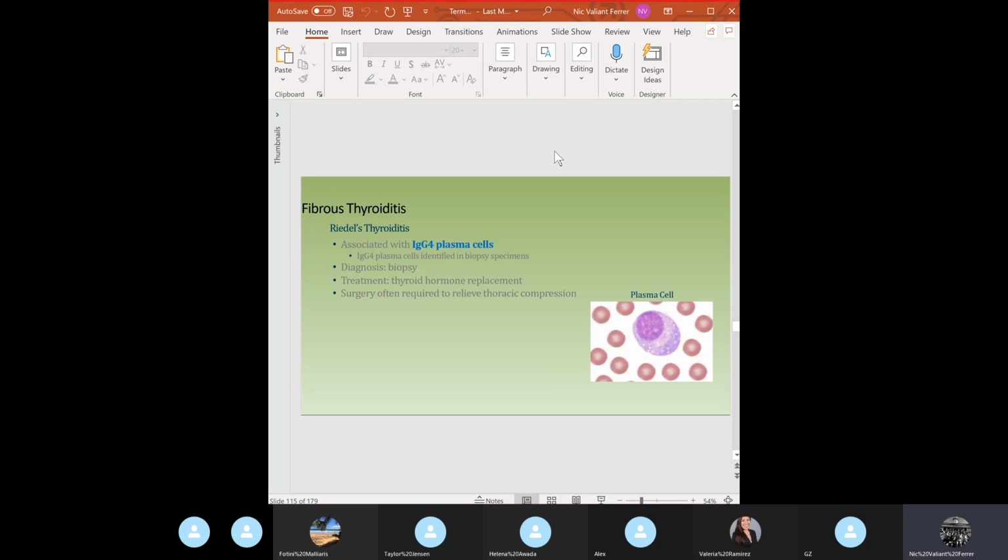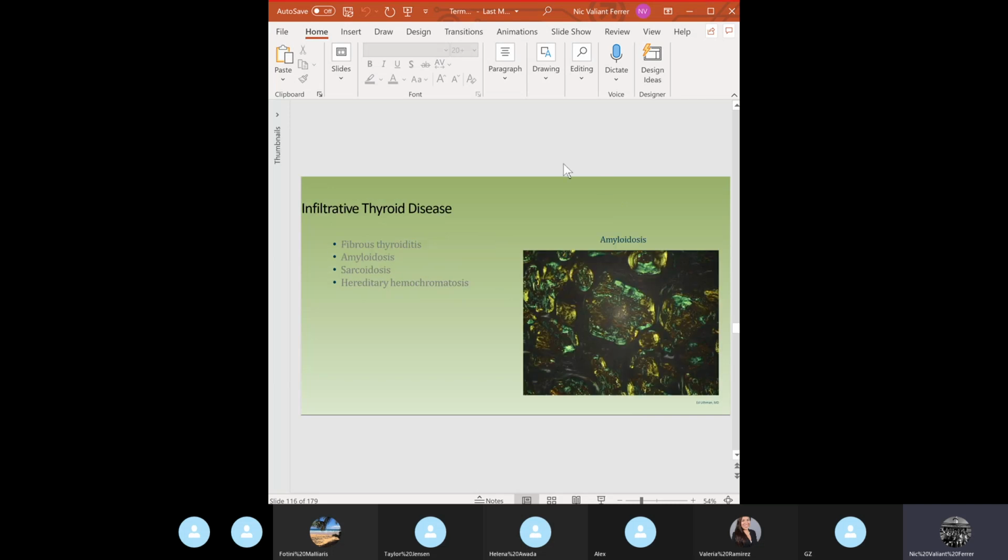It is associated with IgG4 plasma cells. When you check the biopsy, look at the lower right image. This is an example of a plasma cell. When you see that, think Riedel's thyroiditis. Diagnosed by biopsy. Treatment: thyroid hormone replacement. Surgery is often required to relieve the tracheal compression. If they have difficulty breathing, then do surgery.